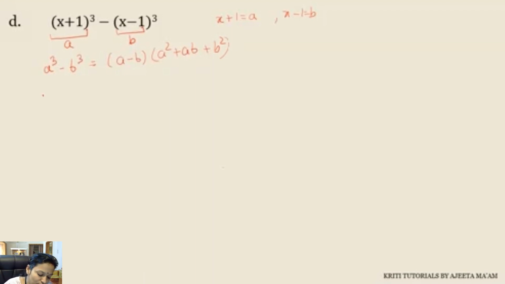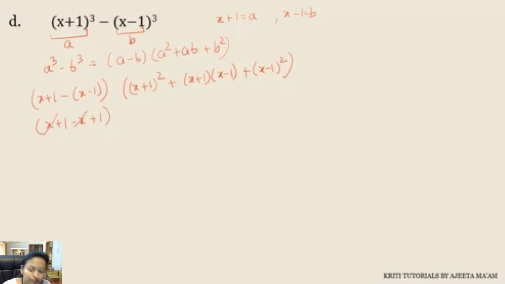So what will you get? You will get here x plus 1. Now minus sign is there in between, so you have to be very careful. Don't miss the step, just put it in bracket first. Okay, so you get minus of x minus 1 in the bracket. Correct? Now a square is x plus 1 whole square. ab is x plus 1, x minus 1, and b square will be x minus 1 whole square. So now if I open the bracket, what will I get? x and minus x will get cut. 1 and minus 1 will not get cut, because minus minus is plus. So you will get 2, 1 plus 1.